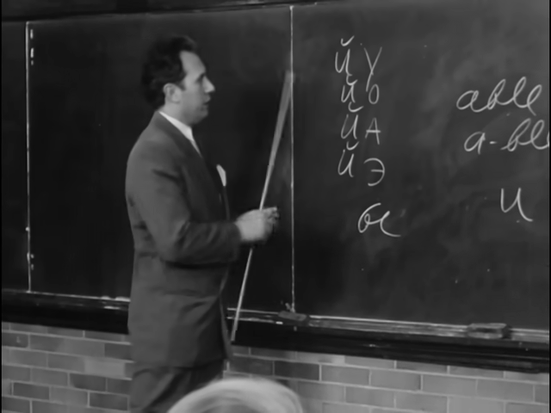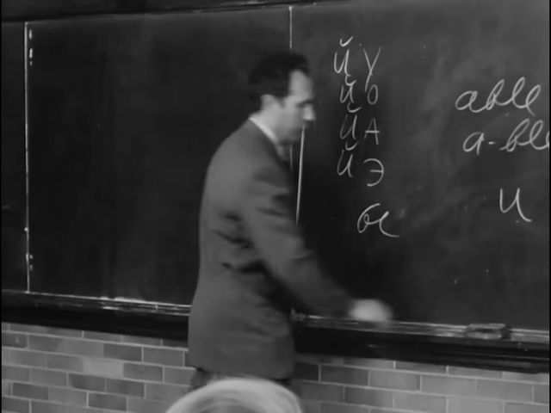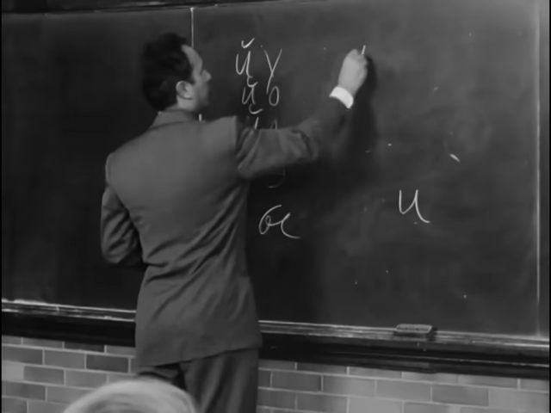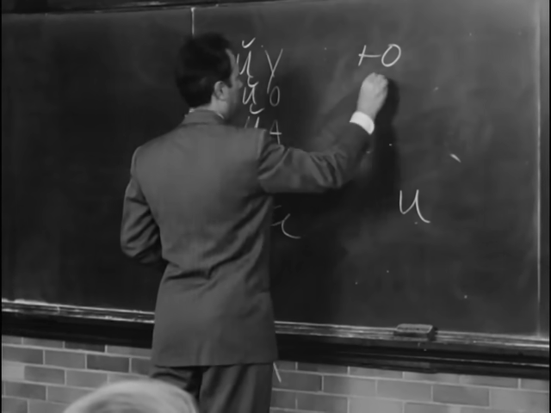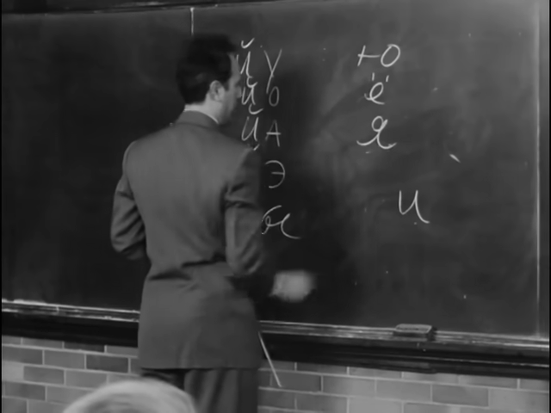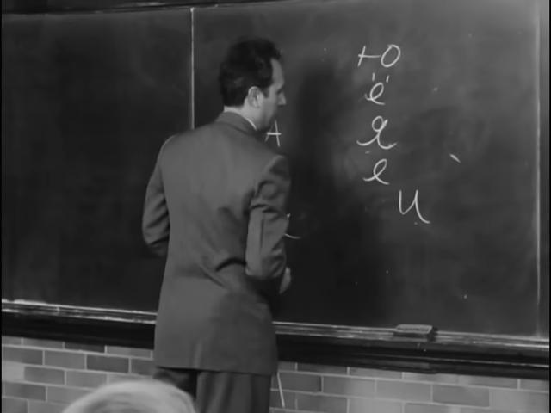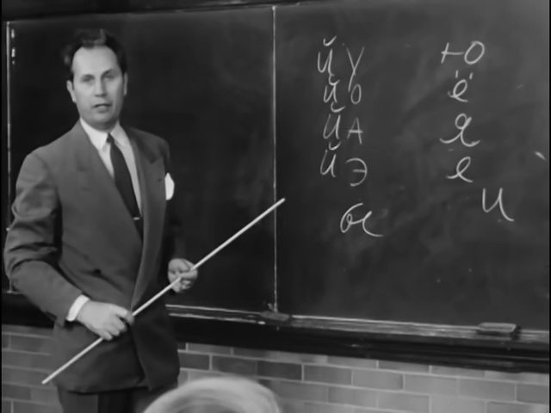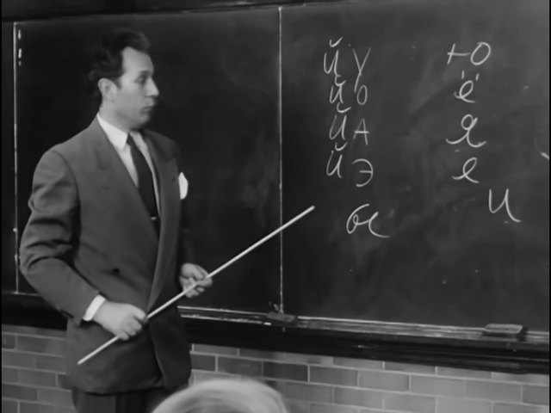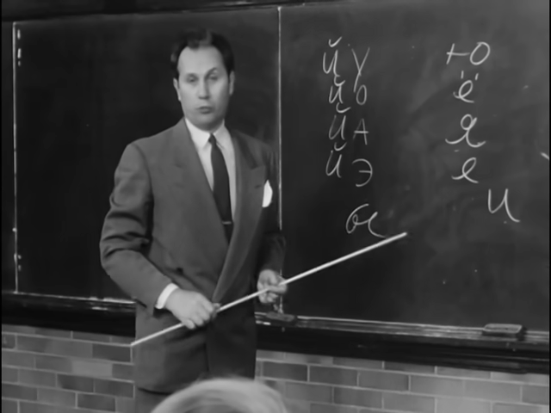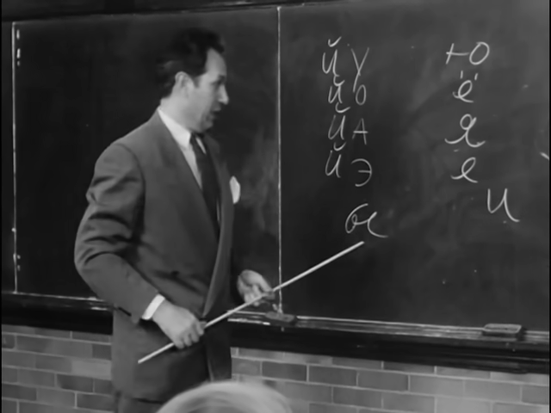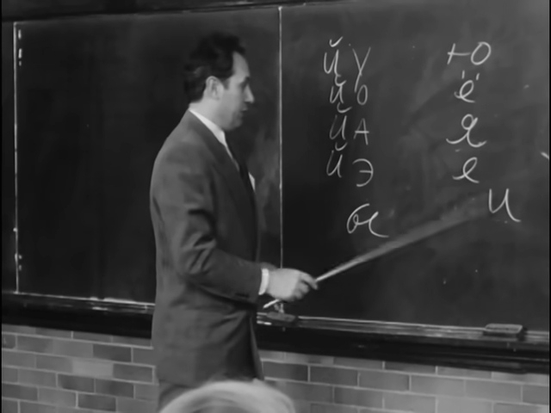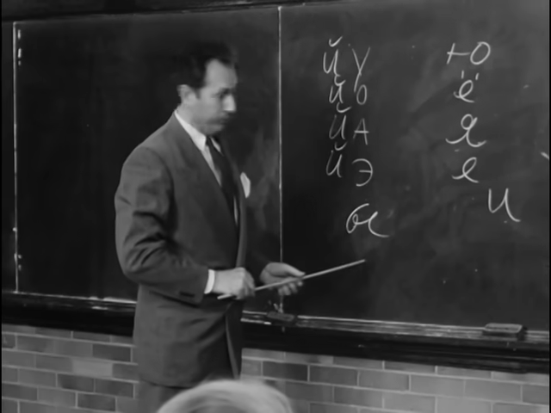Now this is the way these soft vowels will look in the alphabet. U will be expressed this way. Yo, this way. Ya, in this form. And ye, this way. What about E? Is it never preceded by Y? Yes, whenever it's preceded by a consonant which can be palatalized or softened. If that preceding consonant cannot be softened, the E will be pronounced as its hard equivalent.